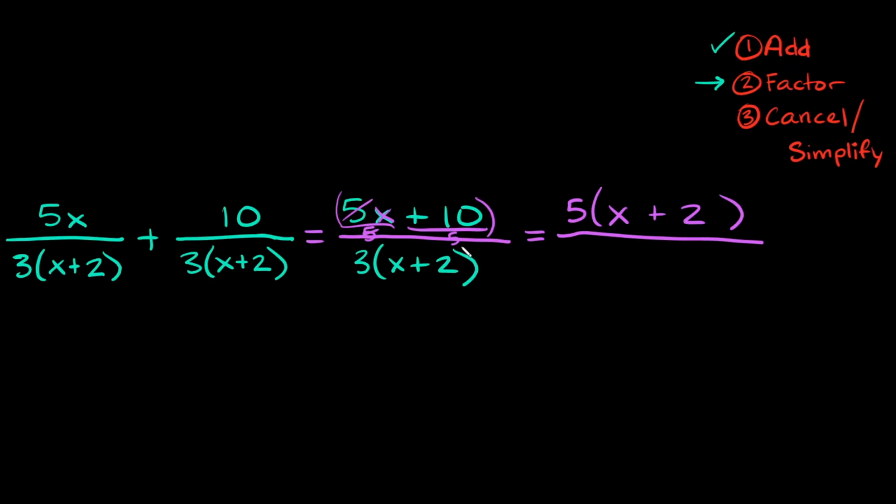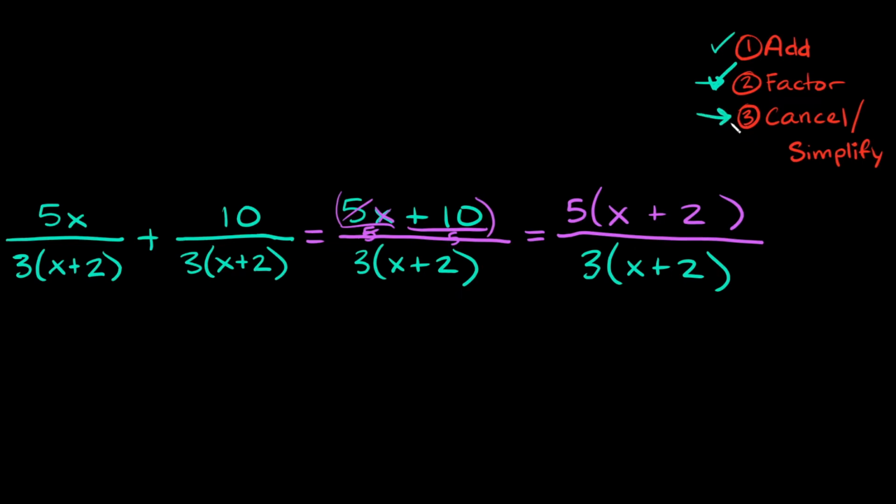Okay, now let's go to the bottom. Is there anything we can factor out of the bottom here? No. It's already basically as simplified as it can get, so we would just bring that straight over here. Okay, so 3 times x plus 2. Okay, cool. So we factored the top and bottom.